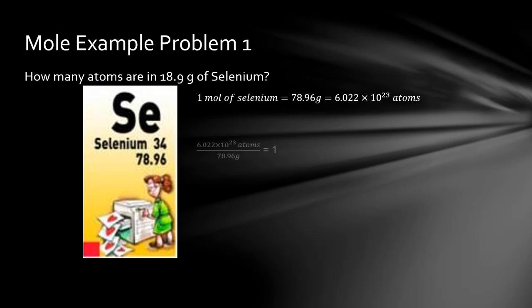Then we create a conversion factor, convert grams to atoms. Our conversion factor states there are 6.022 times 10 to the 23 atoms of selenium for every 78.96 grams of selenium. The last step is to multiply the original amount of selenium by our grams to atom conversion factor. And for that, we get that there are 1.44 times 10 to the 23 atoms in 18.9 grams of selenium.